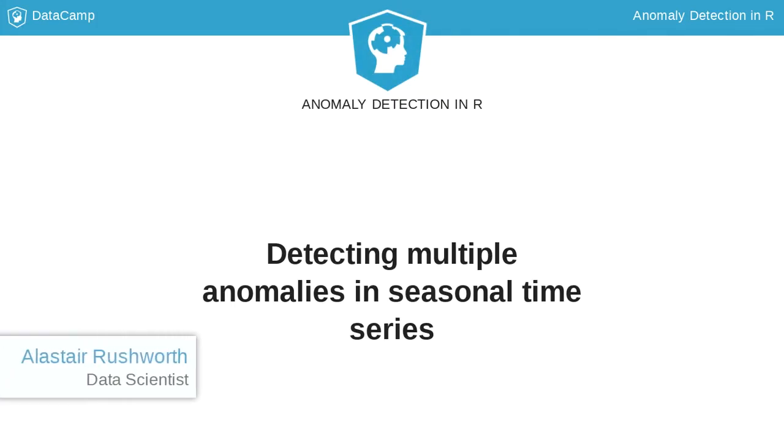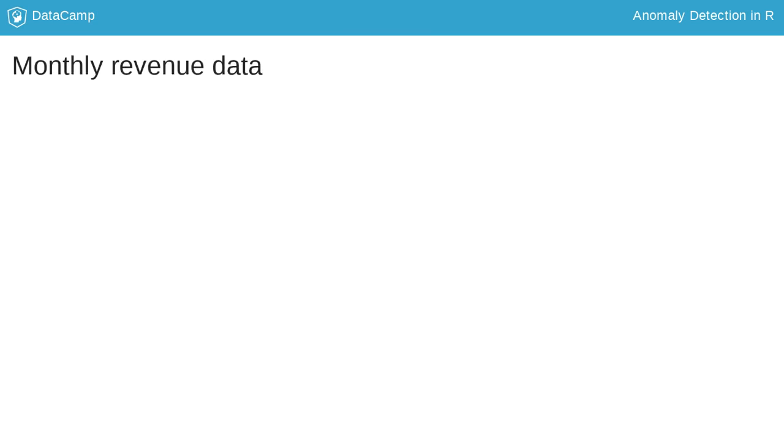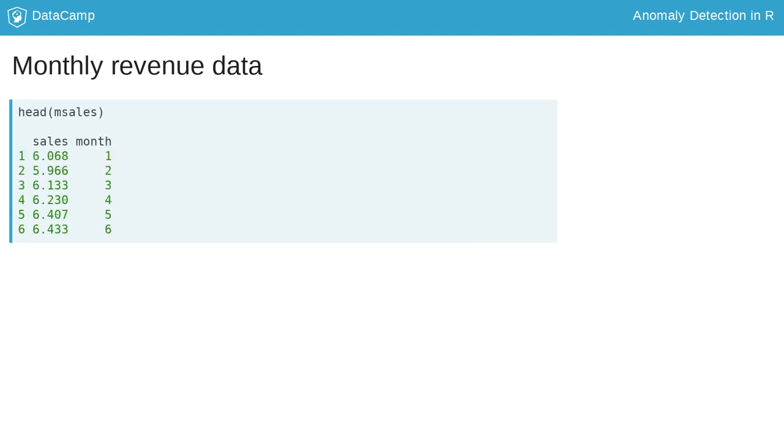In this lesson, we'll explore methods for detecting anomalies in time series data. A time series is a set of data collected in a sequence that is ordered by a regular time index. For example, the msales data shown here, printed with the head function, contains a time series of monthly revenue in millions of dollars in the column named sales, and a monthly time index in the column named month.